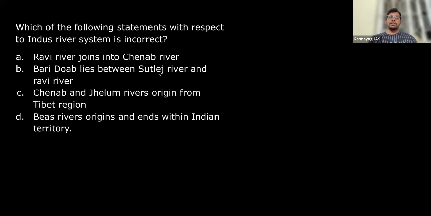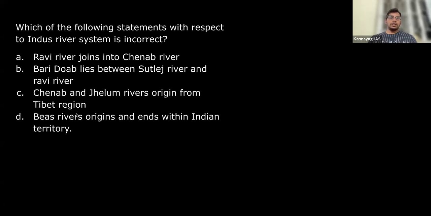Barhi Doab lies between Sutlej River and Ravi River, they are saying. Doab means area between 2 rivers, right? Chenab and Jhelum rivers originate from the Tibet region, they are saying. Third statement, Beas River originates and ends within Indian territory, they are saying, right? So which one is incorrect, they are asking.